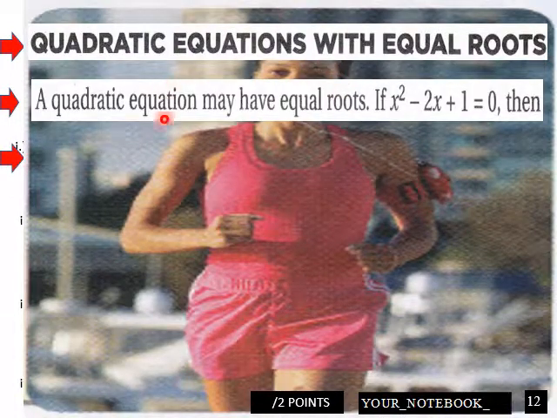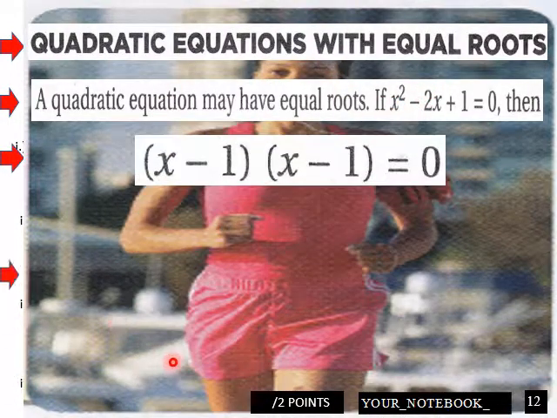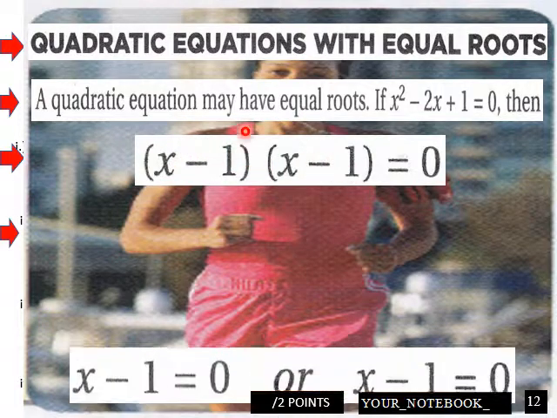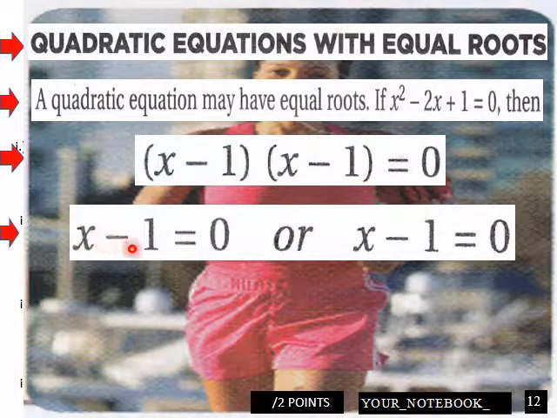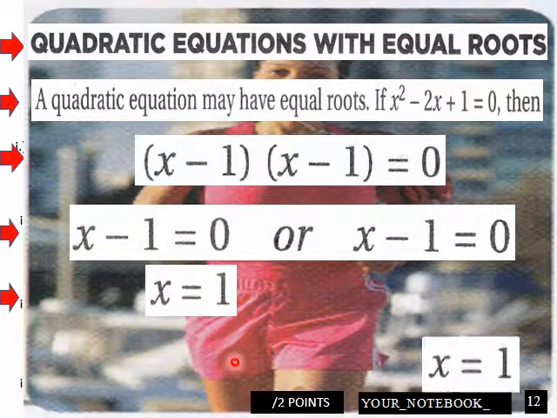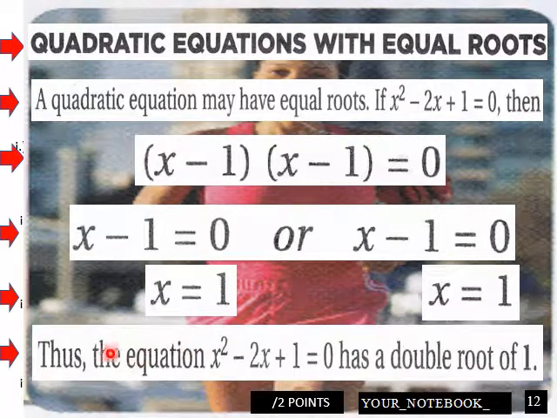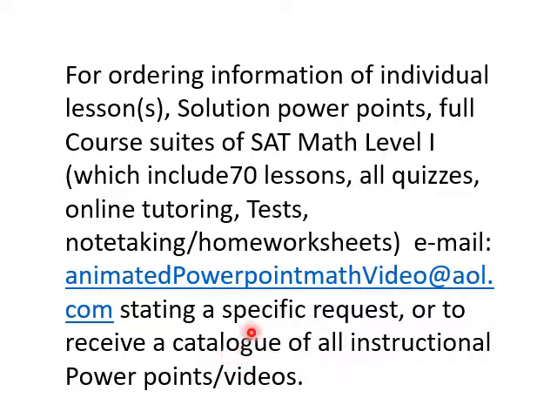Quadratic equation with equal roots: x squared minus 2x plus 1. We have x minus 1 as a double root here. So (x minus 1)(x minus 1), x equals 1, x equals 1. Thus the equation equals 0 has a double root of 1.